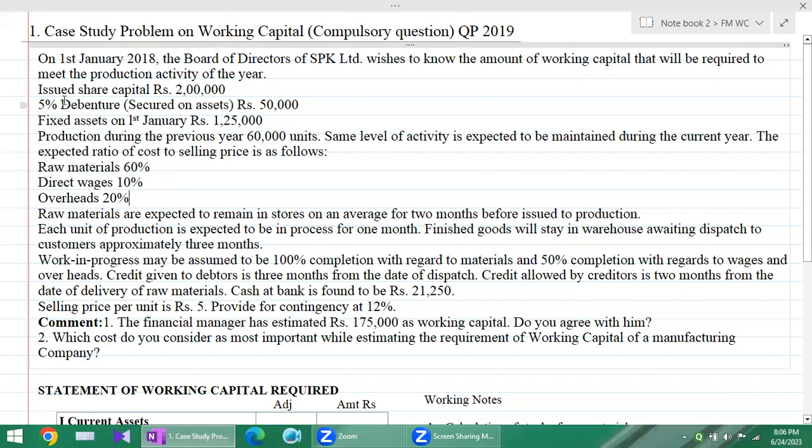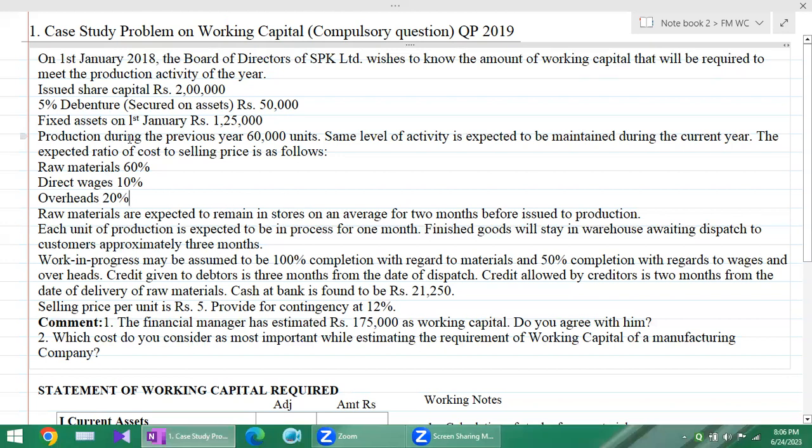So here you are not supposed to take the issued capital, 5% debenture, fixed assets, etc. Why? These are long-term capital, that is issued capital and debenture capital. Both are liabilities, but long-term liabilities. And fixed asset is also a long-term asset. We are taking into consideration only the current assets and current liabilities. So from here, we can begin the problem.